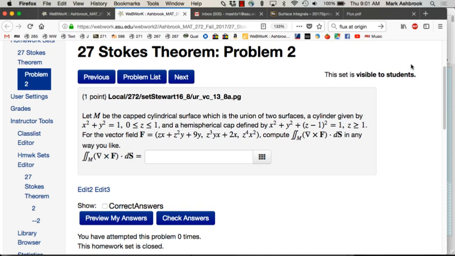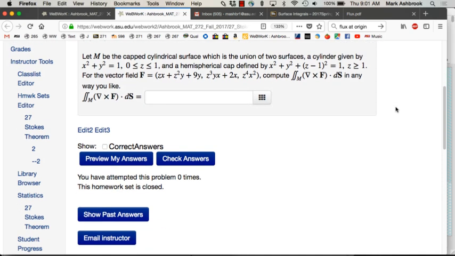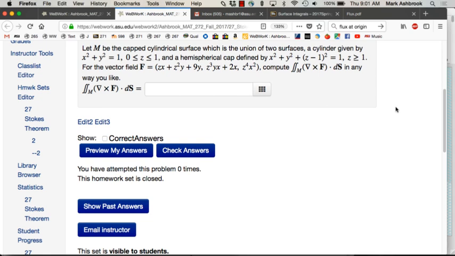Okay, so let's do this one from the web work. Did we realize that this is a geometry course? Did we have that realization? And so when we start these problems, we always draw a picture.